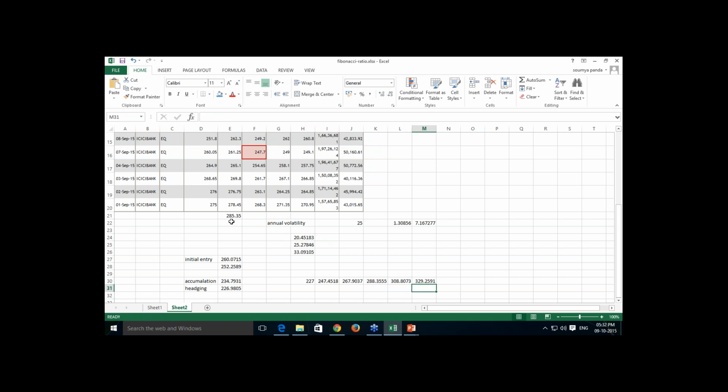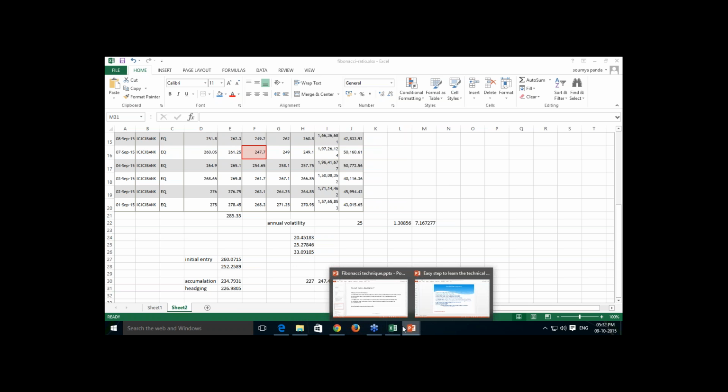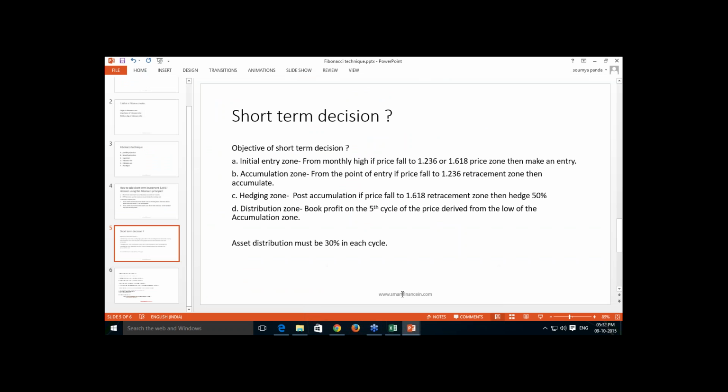This accumulation and distribution pattern for value investing is highly rewarding. It is highly rewarding if you can do value investing as per this particular concept.